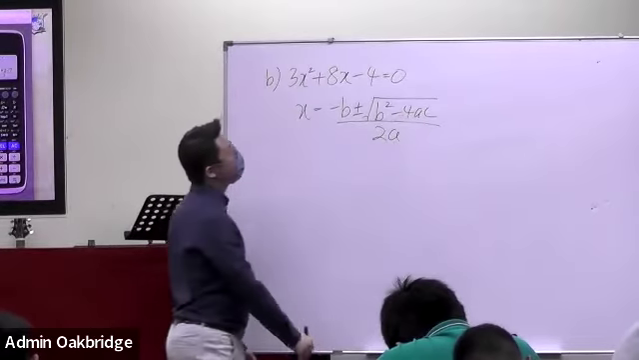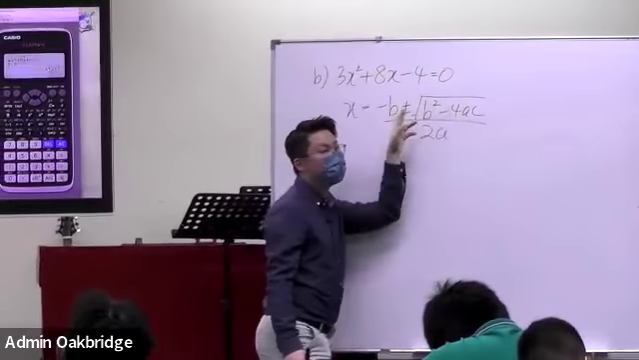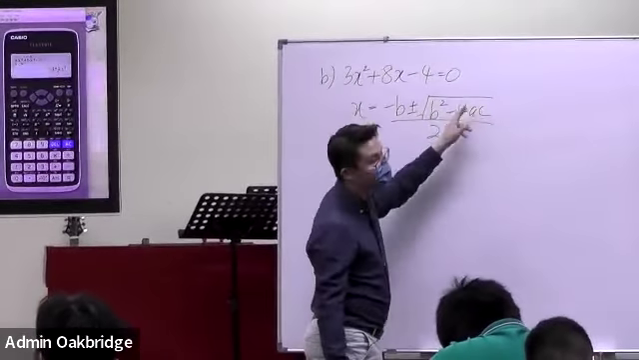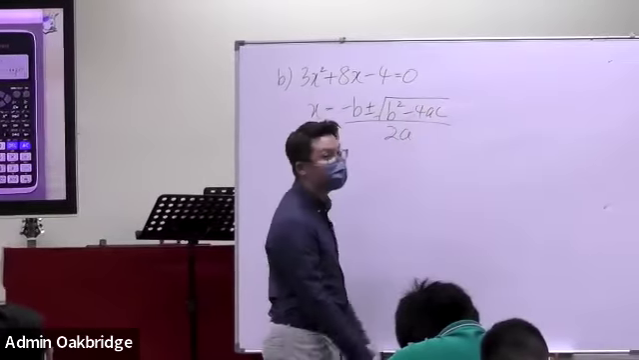Always have to memorize this one. All right, b squared minus 4ac is especially important to determine whether the roots are equal roots, distinct roots, or no roots. It all depends on b squared minus 4ac, which we call the discriminant.